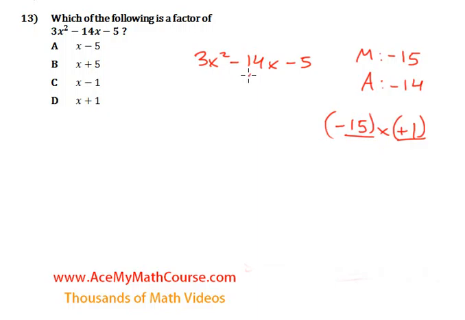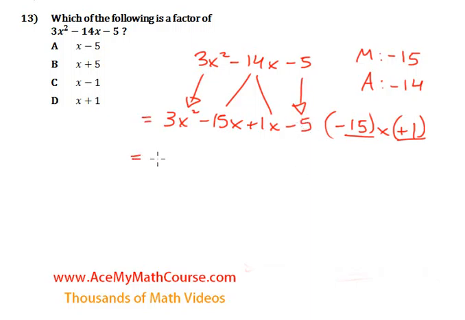Well, I can split up the minus 14x into minus 15x plus 1x. And then I will bring down the 3x squared and the minus 5. Now, let's factor by grouping.